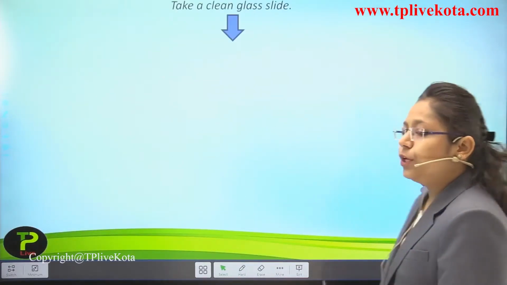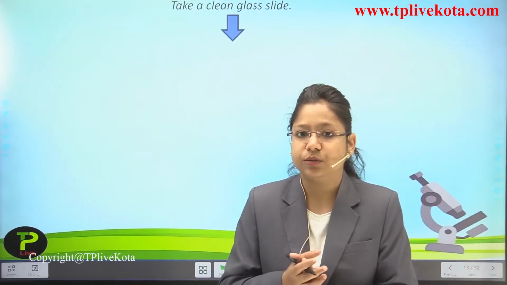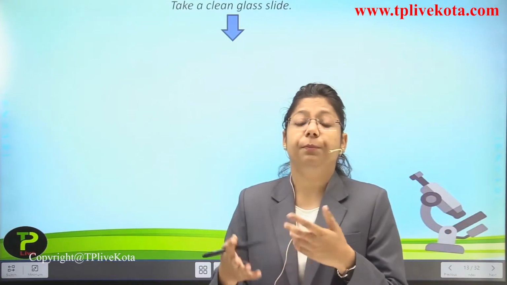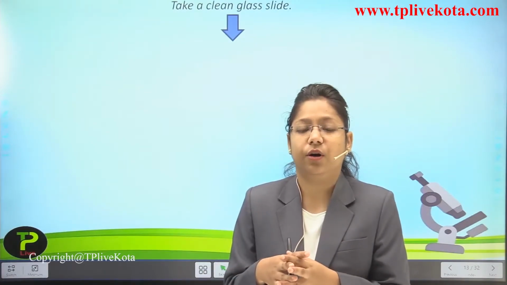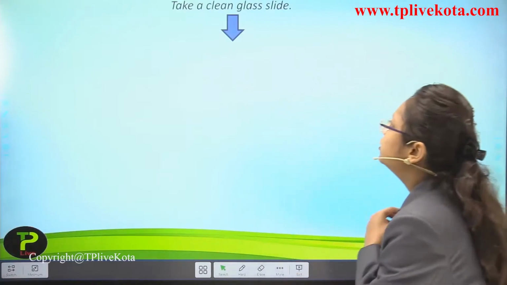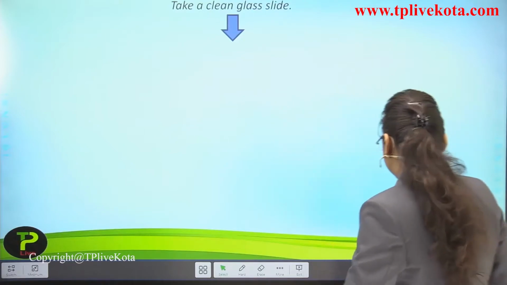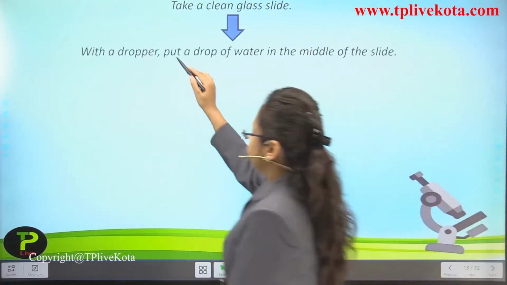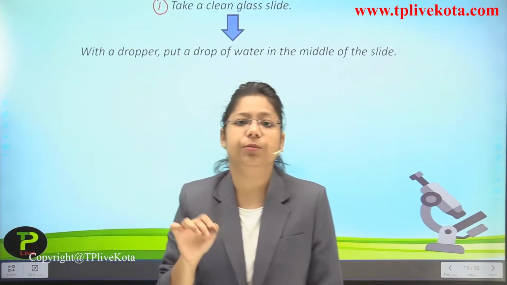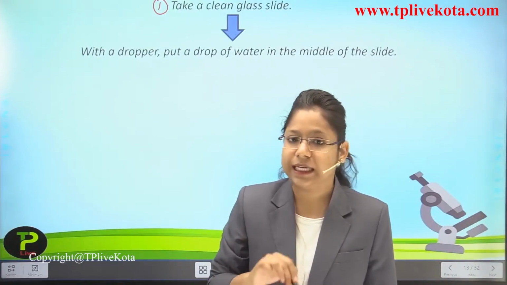So now we are going to prepare a glass slide. How do we prepare a glass slide to see under a microscope? These are the basic steps you should follow before preparing a slide of any cell, a plant cell or animal cell, anything. First, take a glass slide. This is step number 1: take a clean glass slide. You should remember this: no impurity, no chemical should be on the glass slide.